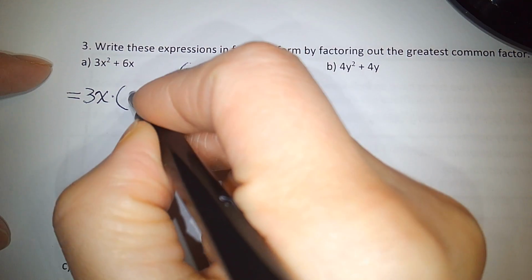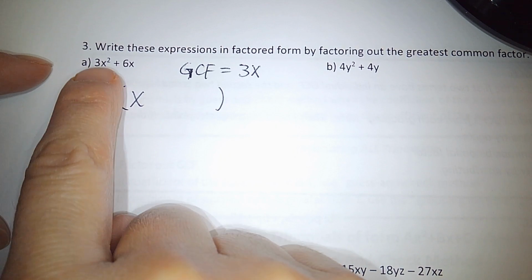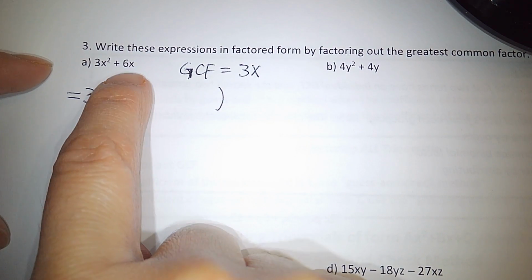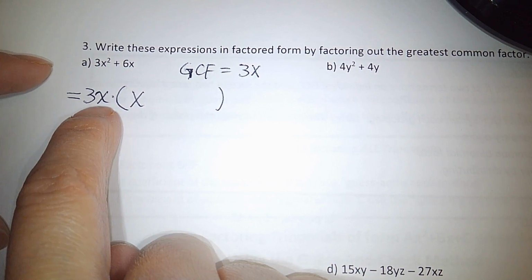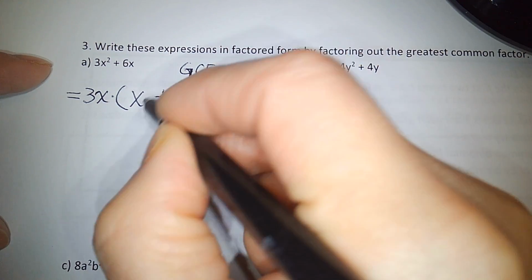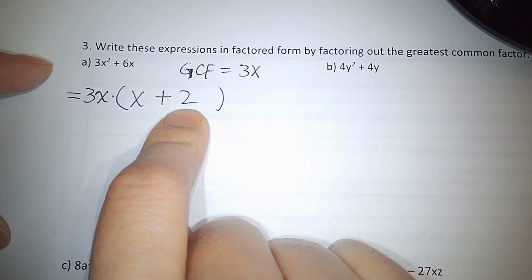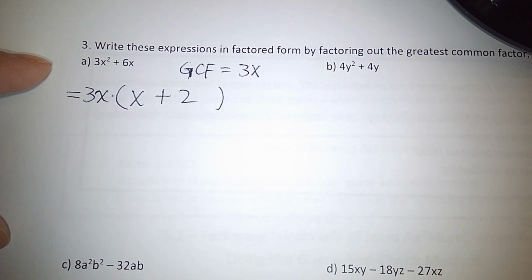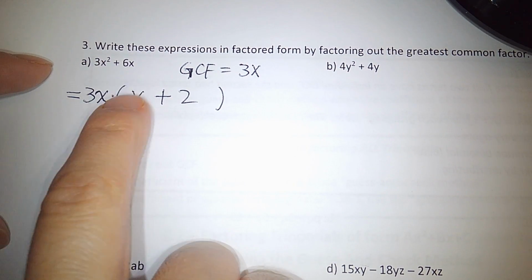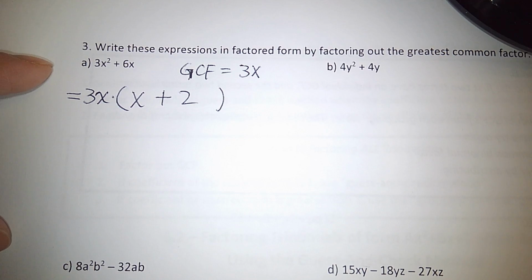X. x times 3x equals 3x squared, right? Yes. And then factor out 6x by 3x. It has to be what? Plus 2. 3x times 2 equals 6x, right? So now we can check. 3x times x is 3x squared. 3x times 2 is 6x, right?